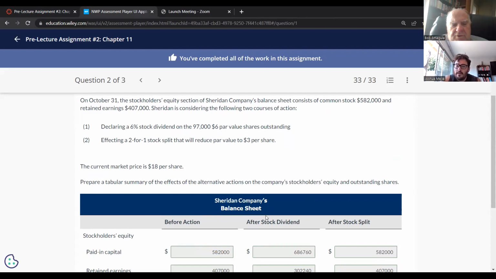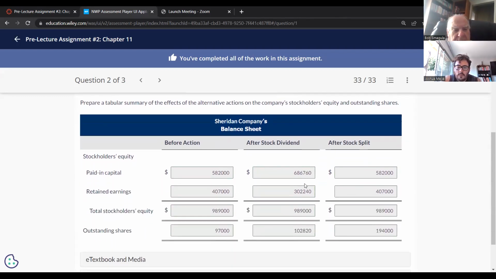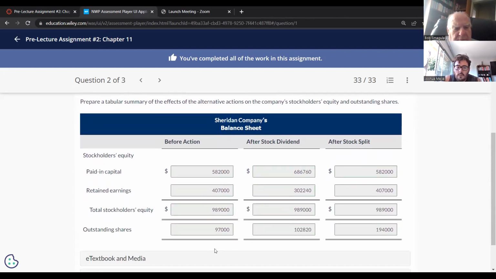Yeah, so let me just point one thing out. Go down a little bit so I can see where. Oh, they didn't put the par value.